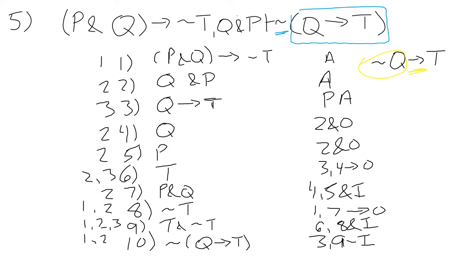So when you see the conclusion, you're looking at the main operator. In this conclusion in 5, it's the tilde with the parentheses. But if you don't have the parentheses, then the main operator shifts to the arrow. So remember, you have to be able to identify what the main operator is.